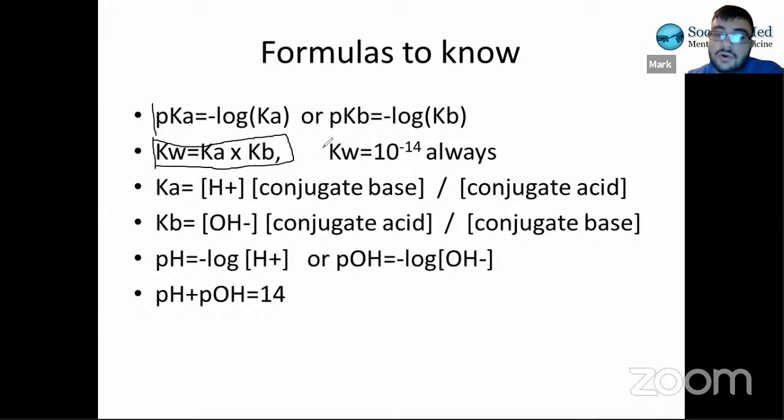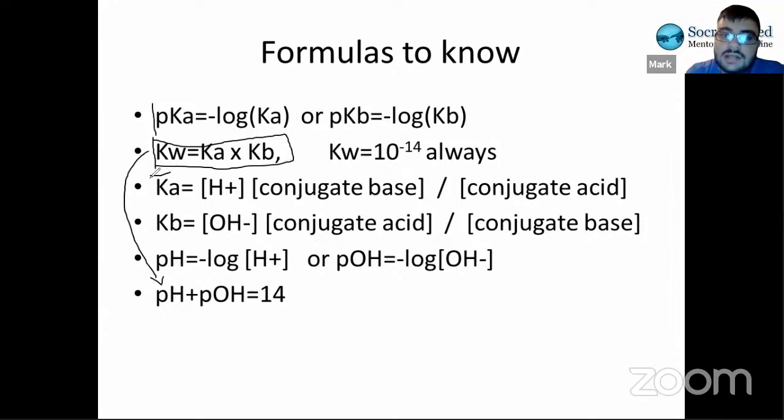And Kw is always equal to 10 to the negative 14th. This is the constant of water, which is 10 to the negative 14th. And again, Ka times Kb. When you combine these two, multiply them together, you get 10 to the negative 14th. And this actually ties into the pH and the pOH, right? Because again, it goes to 14, but I'll cover that in a second.